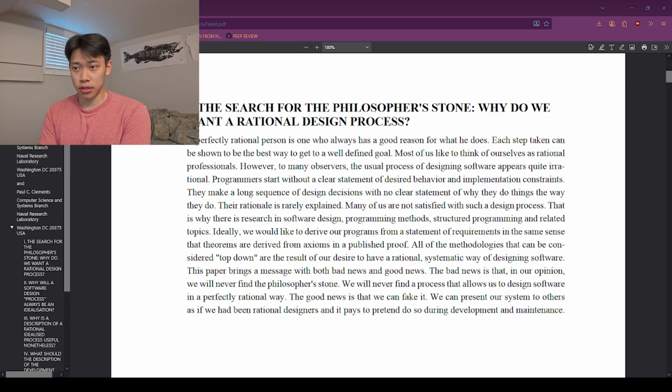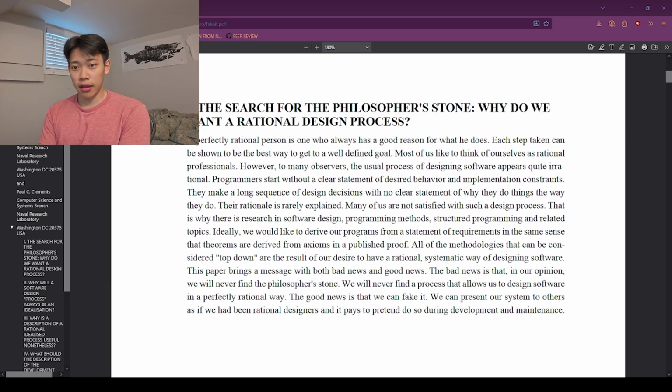to many observers, the usual process of designing software appears quite irrational. Programmers start without a clear statement of desired behavior and implementation constraints. They make a long sequence of design decisions with no clear statement of why they do things the way they do. Their rationale is rarely explained. Many of us are not satisfied with such a design process.